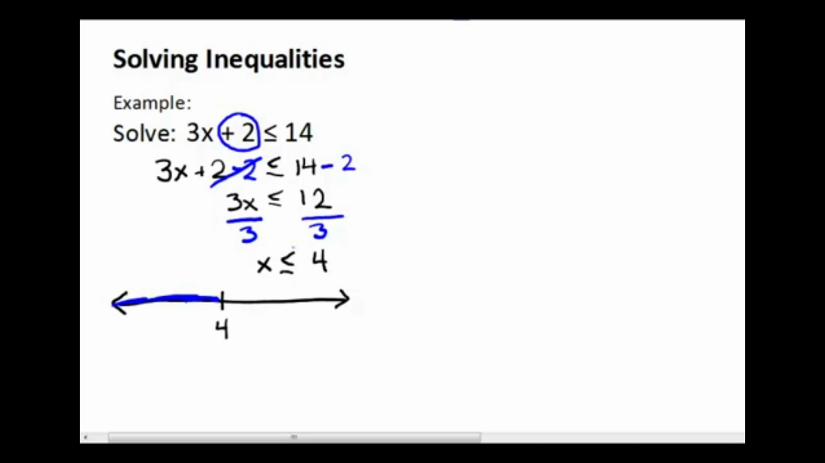And then check your inequality symbol. There is an equals underneath. Remember, that's going to be a bracket in the direction of the shading.